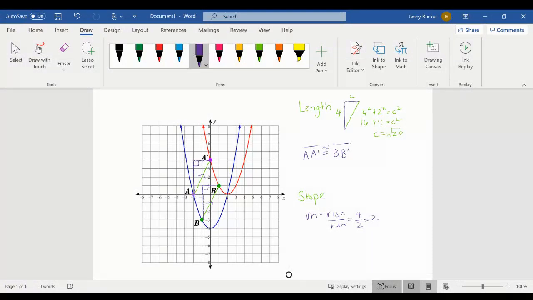So we can verify that it is a translation because each pre-image point moved the same distance with the length and the same direction along parallel congruent segments.